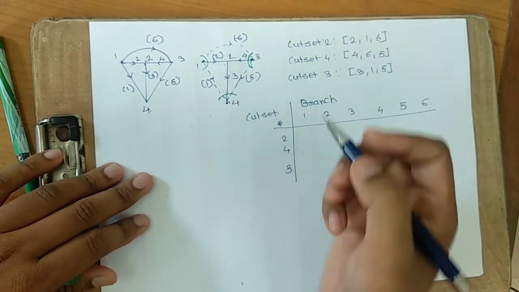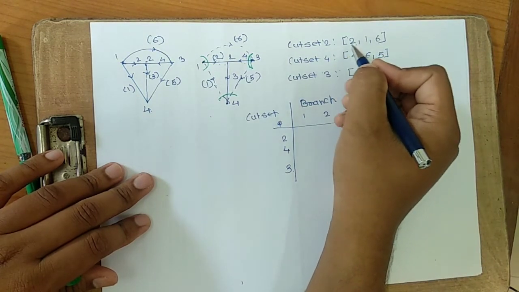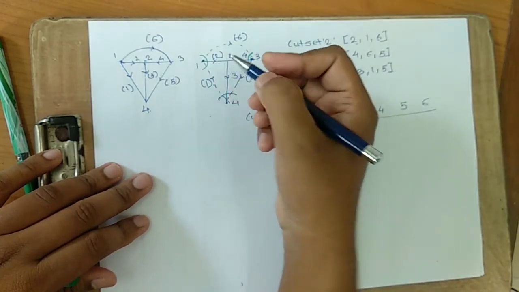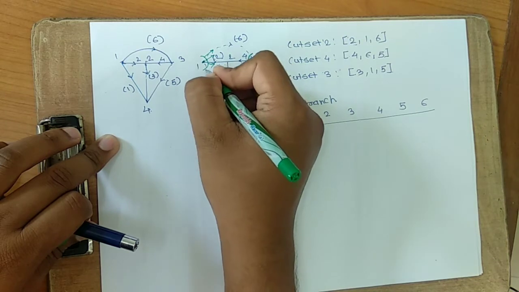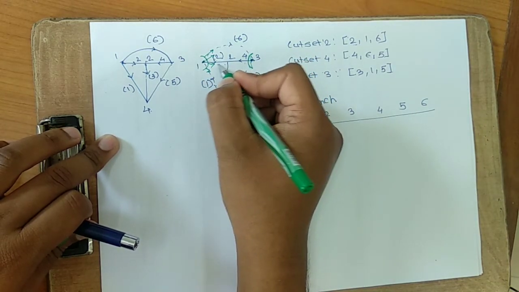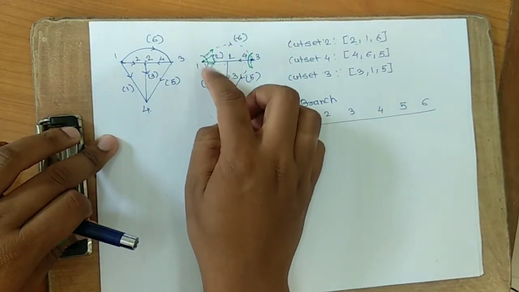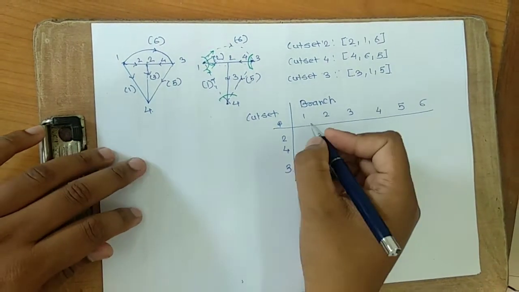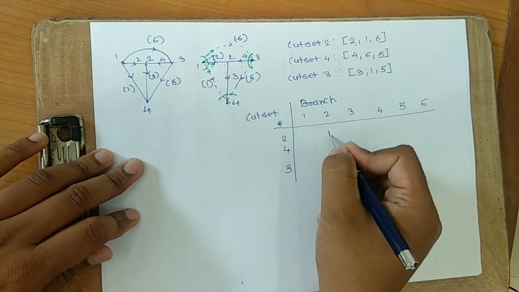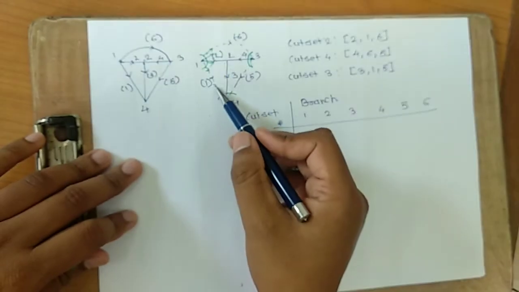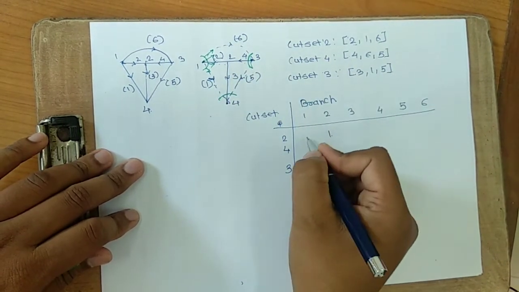See cut set 2: the direction of the second branch is outside, so the cut set direction is outside. The cut set direction is defined by the twig branch. The twig branch is 2, and if the twig branch has an outside direction, then the cut set direction is also outside. Since the direction of 2 and the cut set direction are similar, it is 1. What about the first branch? The direction of the first branch and the cut set direction are similar, so it should be 1.